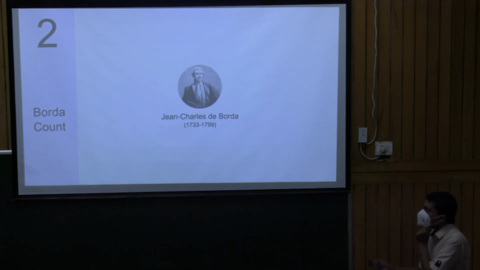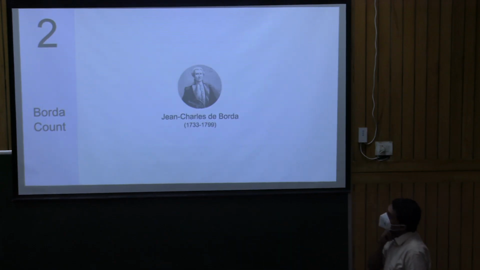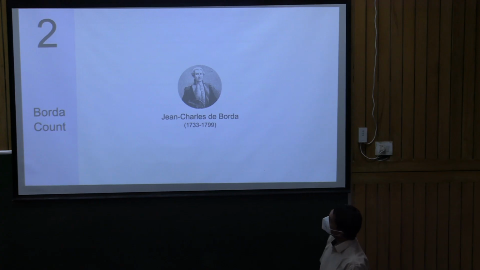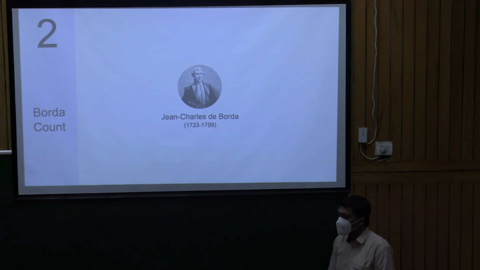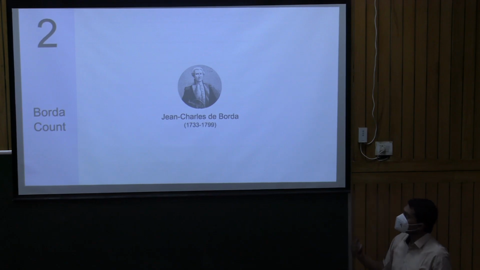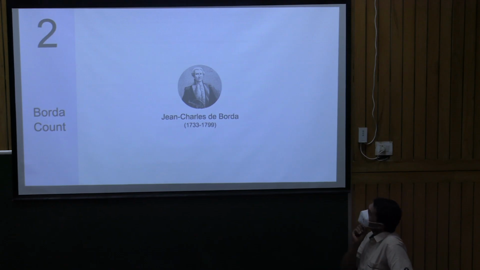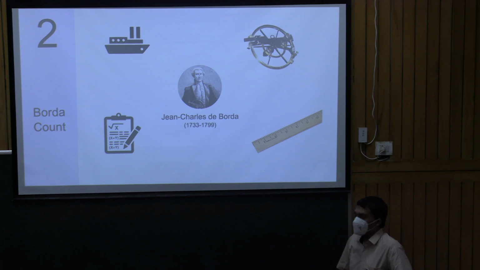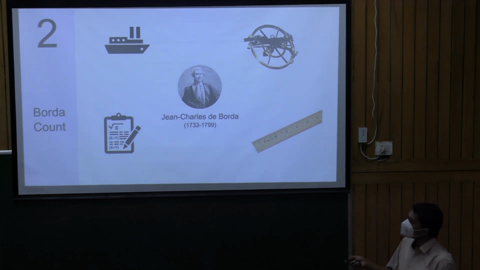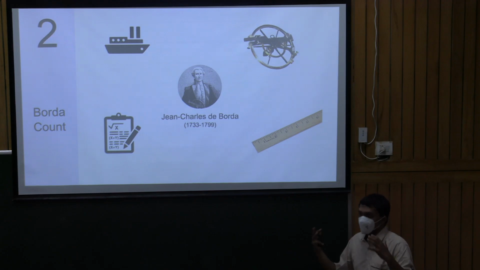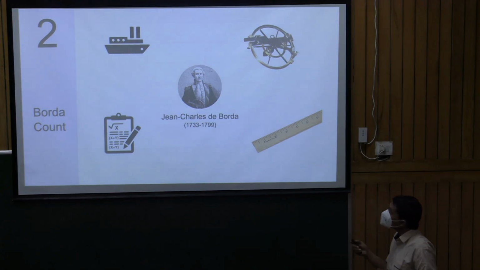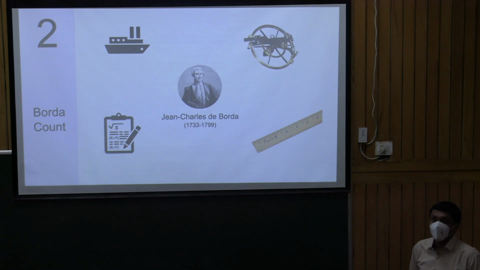Before that, let me say that this rule was proposed by a French mathematician called Jean-Charles de Borda in the 18th century. He proposed it for the French Academy of Sciences, for electing the members to that academy. He was a very interesting personality. He wore many hats. He was, of course, a mathematician, but he was also a naval officer and an explorer.